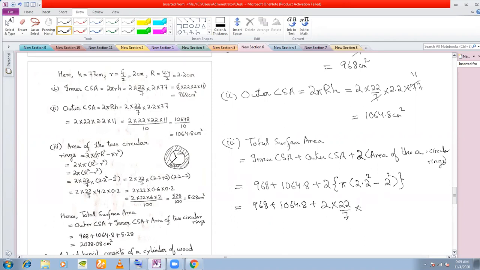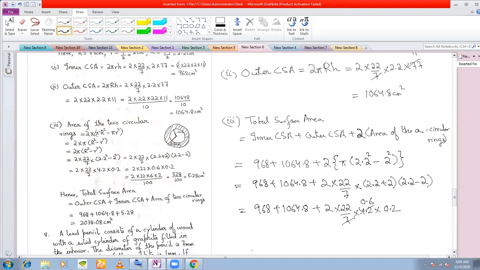And this you can evaluate very easily: a square minus b square is a plus b into a minus b. Okay, so this cancels by 0.6. So if you multiply everything now, you will get 2038.0, multiply and add, centimeter square. This is the total surface area. So this was the case of a hollow cylinder.